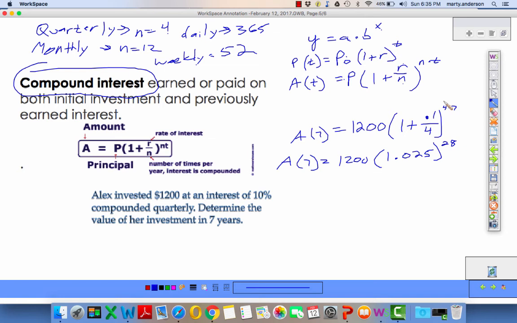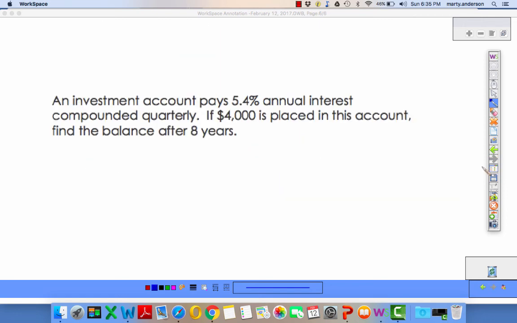Type this into your calculator. 1,200 times 1.025 raised to the 28th. Alex has hit the jackpot. Alex will have $2,395.79. Don't spend it all in one place. Again, the formulas are very similar. Please recognize the similarities. Your life will get easier.